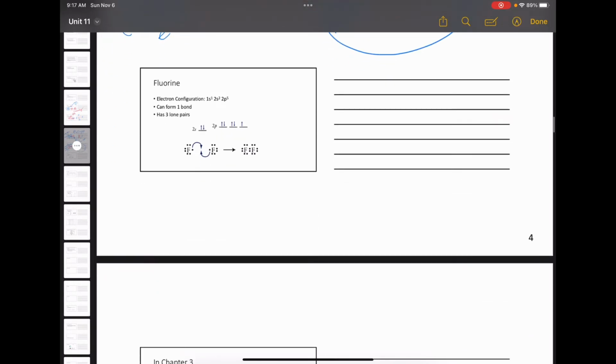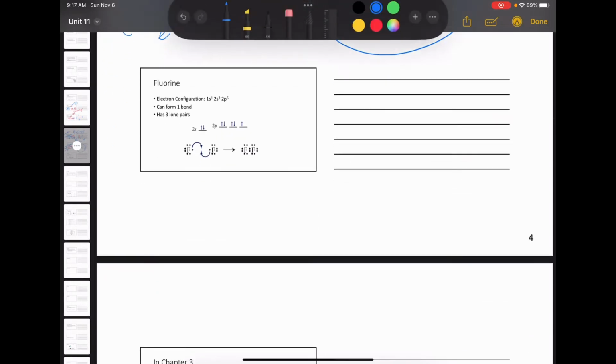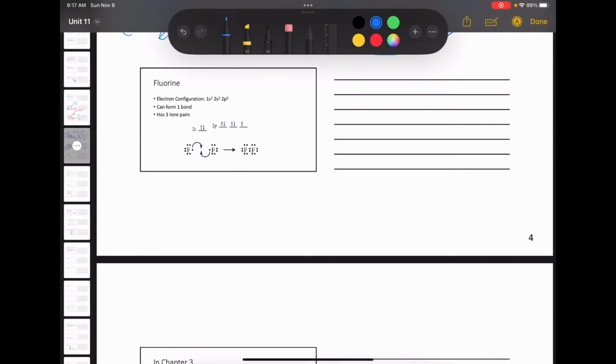Let's look at the fluorine. For the fluorine, same thing. We are doing F2, and we're going to try to understand why the fluorine forms as F2, not as F3 or F5. First, we need to determine our central atom. Which one is our central atom? There is no central atom because this is a symmetrical molecule between two fluorines. What we need to do next is our electron configuration.